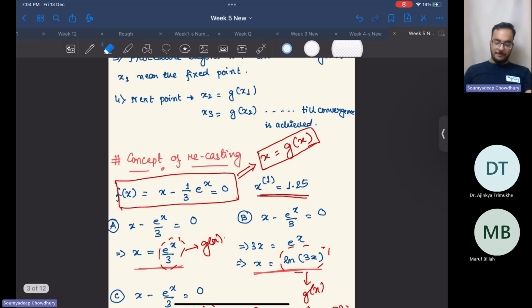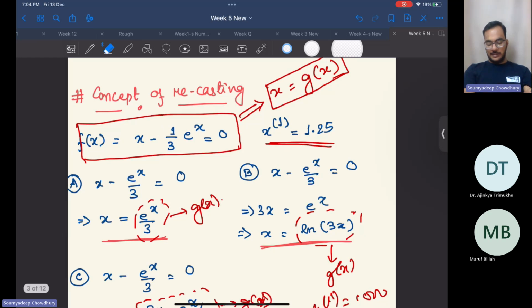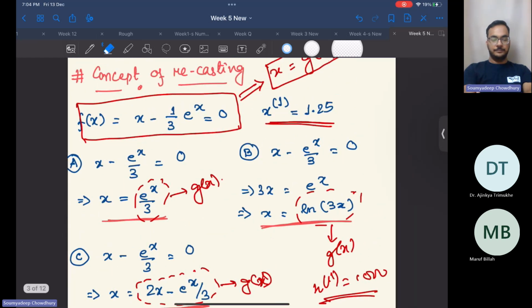So here you have an equation like f of x equals x minus e power x by 3 equals 0. You need to find the value of x that solves this equation by using the fixed point iteration method. Your initial value x of 1 is given as 1.25. Now, if I tell you to write x minus e power x by 3 equals 0 in the form x equals g of x, we can write it in multiple ways. Here I have shown three possible ways.